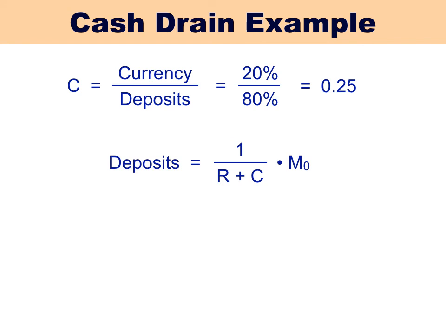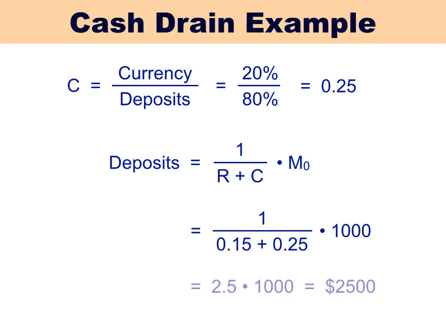Going to our deposits, we see that 1 over R plus C multiplied by M naught is going to give me 1 divided by 0.15 plus 0.25. So my deposit multiplier is 2.5. I'm going to multiply that by my initial amount of money, giving me $2,500 worth of deposits.